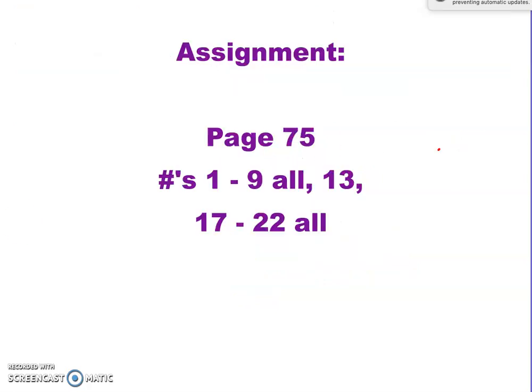Your assignment: page 75, 1 through 9 all, 13, and then 17 through 22 all. Remember, on a separate sheet of paper. And they're going to be pretty quick. So it looks like a lot, but it's not.